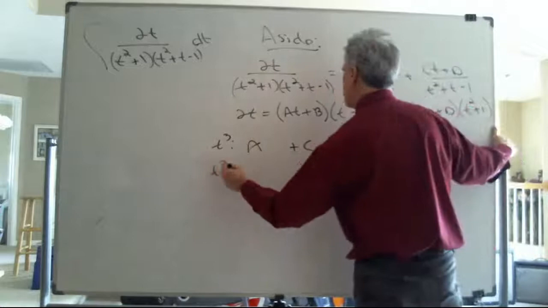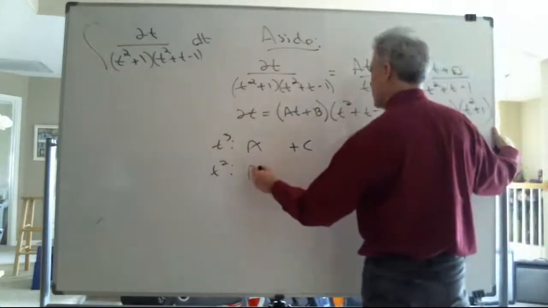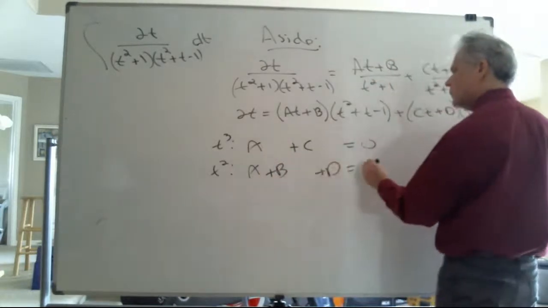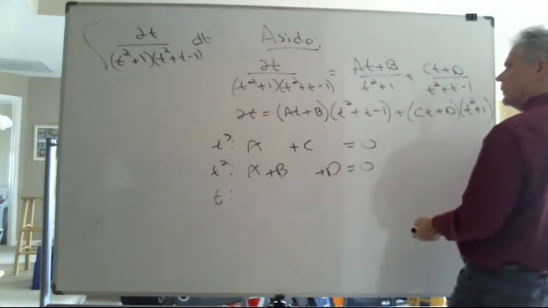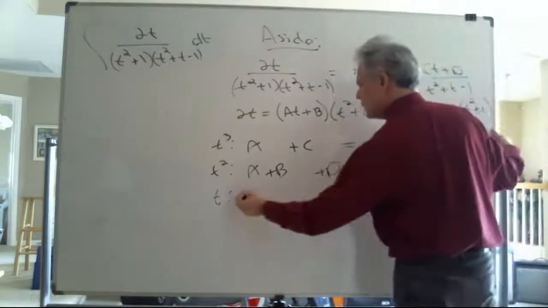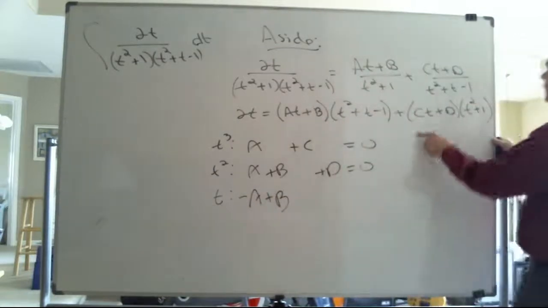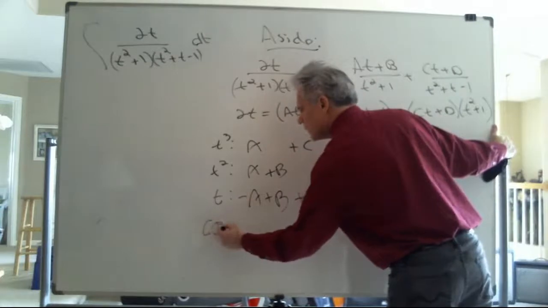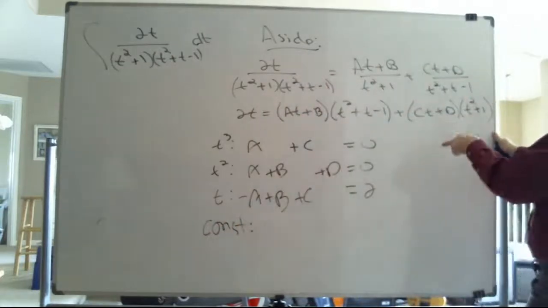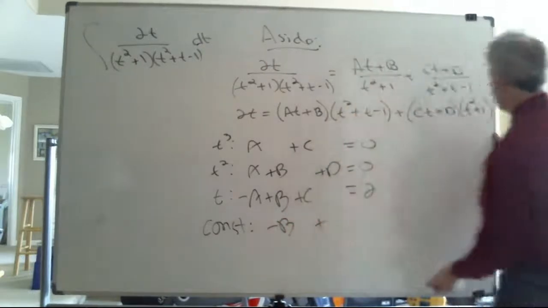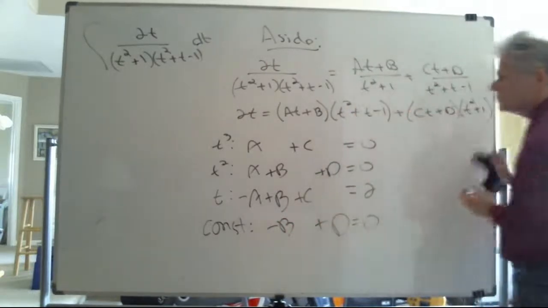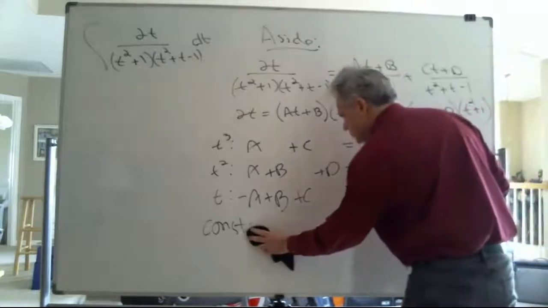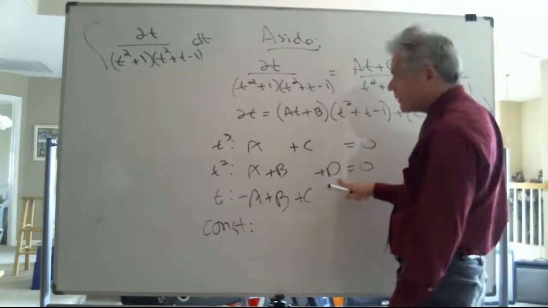T squared. T. And constants. So the last equation says B and D are the same. There's the only other D I see. I'll consider it to be the same as B.